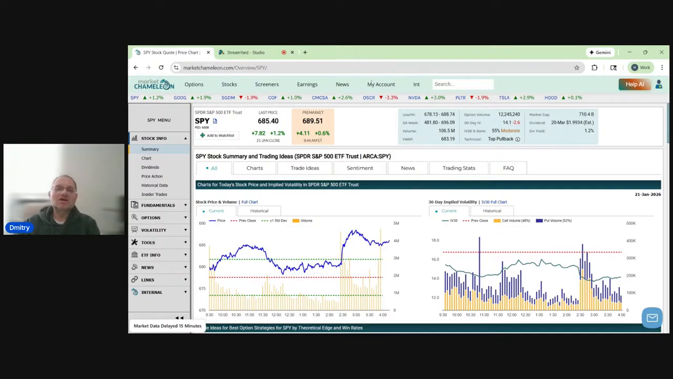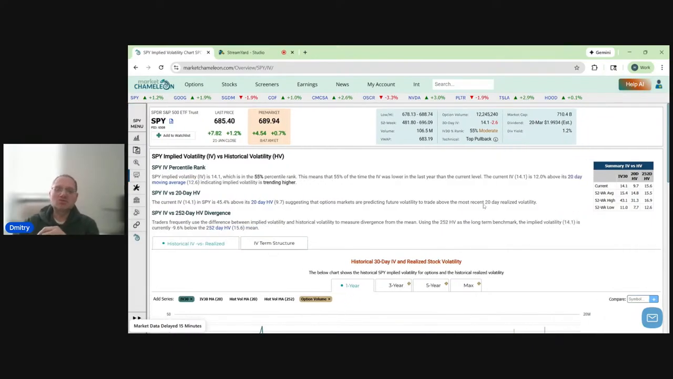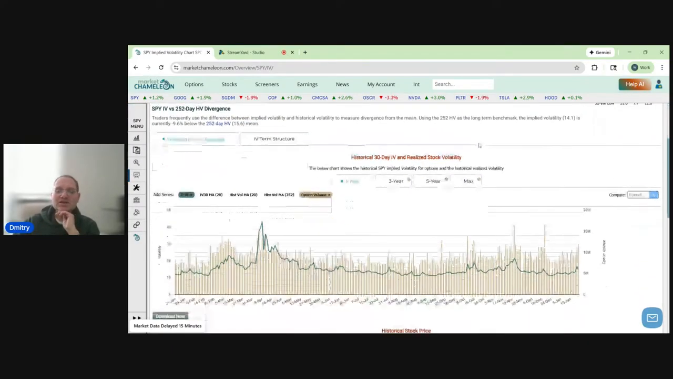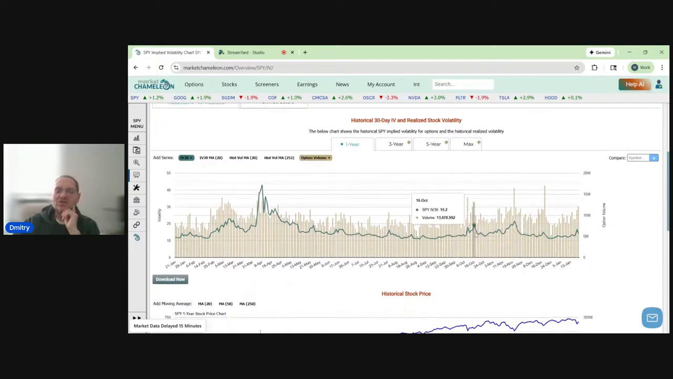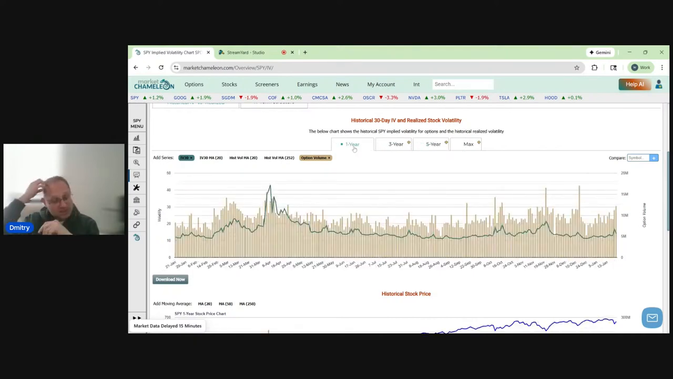And on the left-hand side, we have this menu. We're going to click on volatility, implied volatility. This will bring us to our implied volatility chart. I'm going to click on this menu to minimize it and expand our screen. And here below, we have this implied volatility chart. It's a historical for the last 1 year. You could go back in time, but let's stick to the 1 year chart.